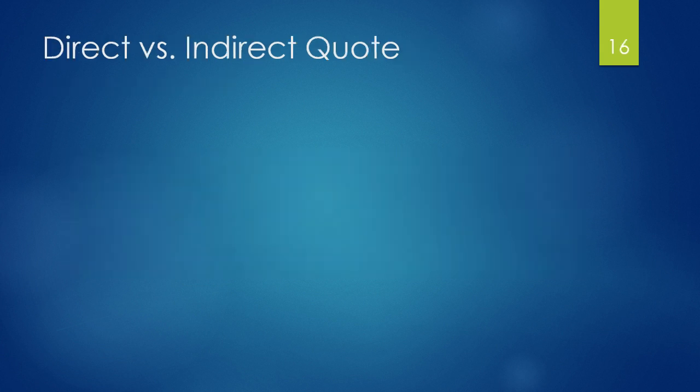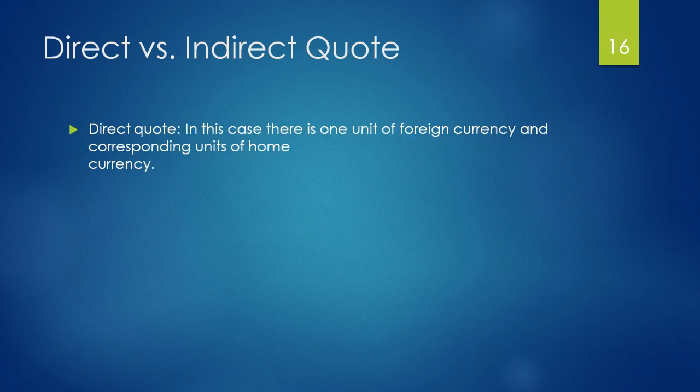Let us now understand what a direct or indirect quote is. In a direct quote, there is 1 unit of foreign currency and corresponding units of home currency. Since our home currency is rupees, for us, a direct quote will be 1 unit of foreign currency and corresponding units of rupees.